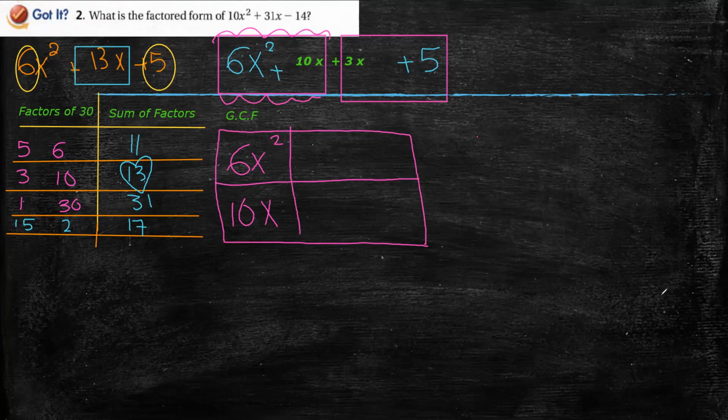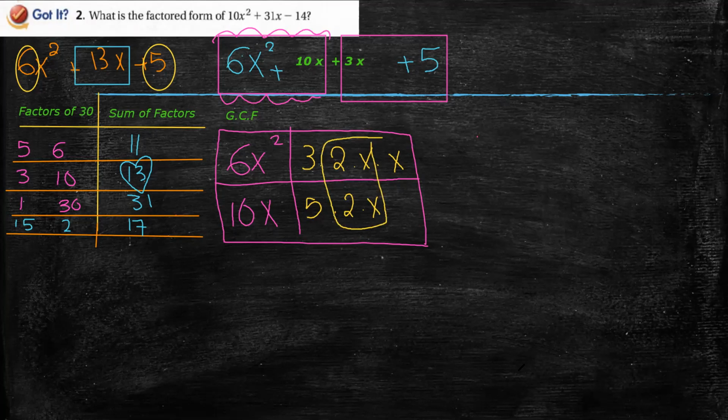It's going to be 3 times 2x times x. And down, it is 5 times 2x. So what are the common factors here? 2x. Thank you, 2x.